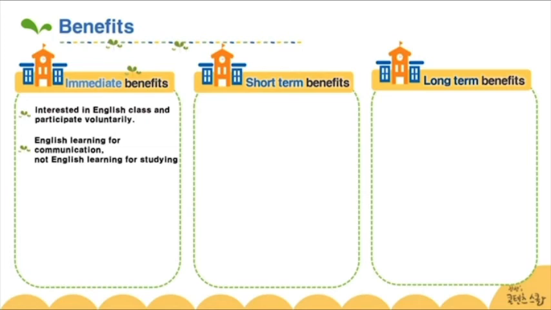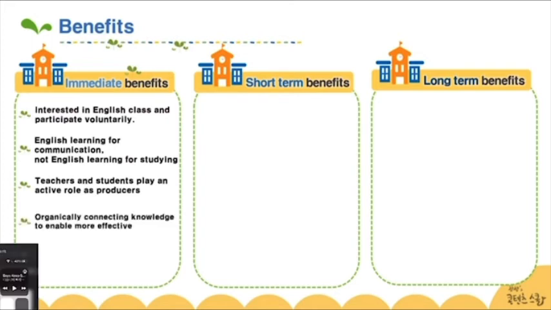The reason why many children are reluctant to study English is that they think it is hard and boring. However, if they learn English as a means of communication, they will be interested in learning the usefulness of English. Teachers and students play an active role as producers. English learning centered on textbooks makes teachers and students passive consumers of knowledge. However, if children learn English according to our plan, it promotes a sincere learning experience in which they actively explore and express themselves. Organically connecting knowledge to enable more effective learning.